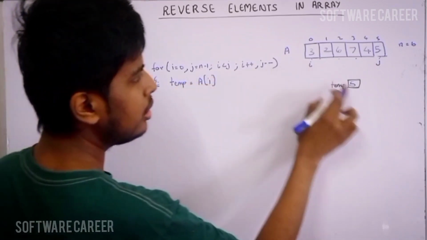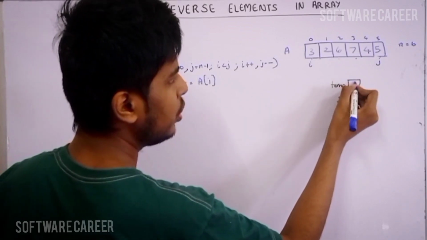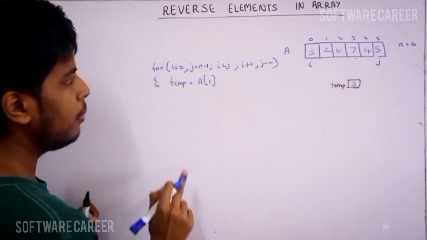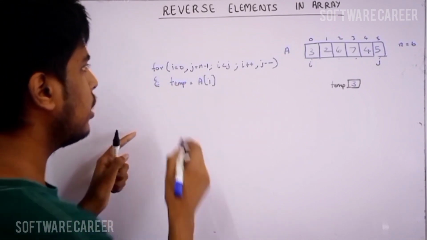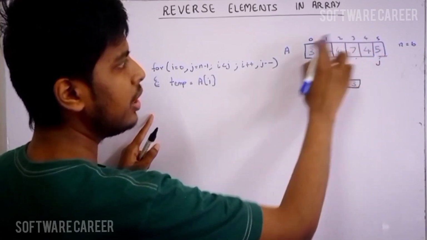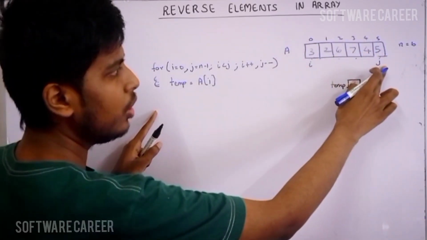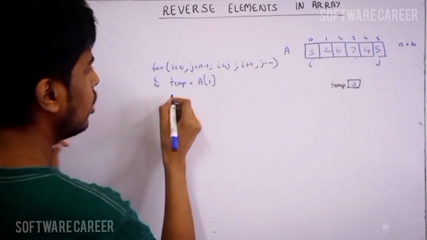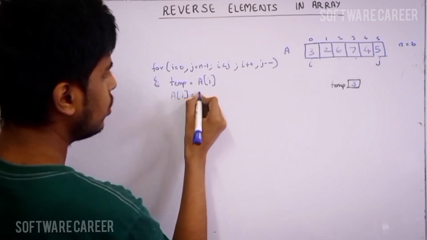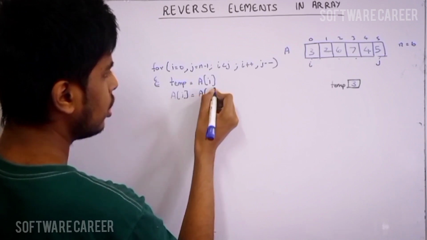Now this 3 gets stored over here. Suppose I am going to reverse. Now 3 gets stored over this temp. So I am writing temp equals A of i. Now at A of i, at this place, this 5 gets stored. This last element, A of j, gets stored over this A of i. So I am writing A of i equals A of j.